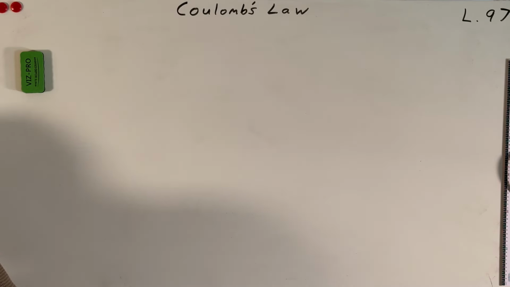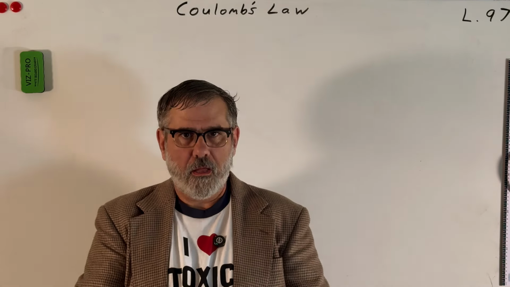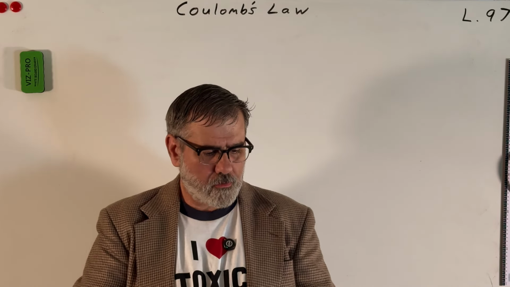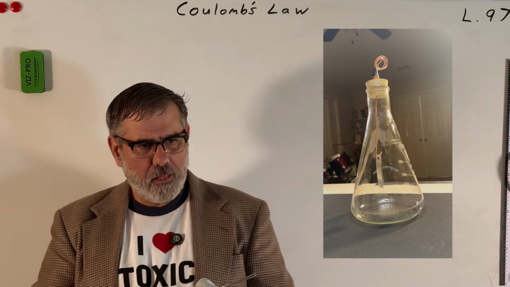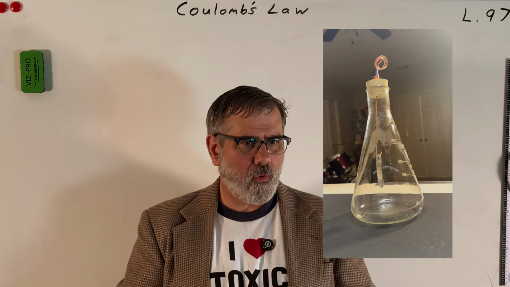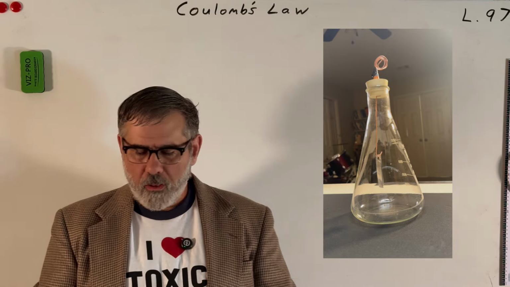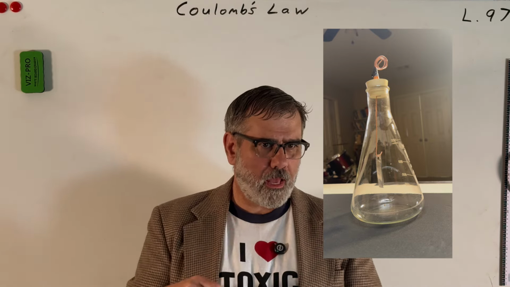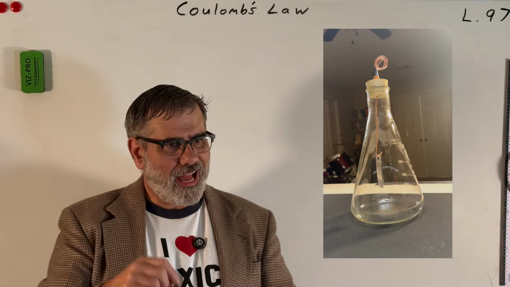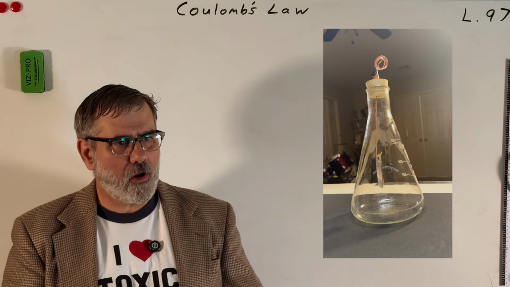I can do the same thing with a glass rod, and I'll just direct your attention to the electroscope, which consists of a flask that's closed off by a rubber stopper on the top. Going through the rubber stopper is a copper wire. At the end of the copper wire are attached two aluminum foil leaves, okay? And at the top of the copper wire coming out of the flask is a little bit of coiled wire. That's just to increase the surface area of the wire.